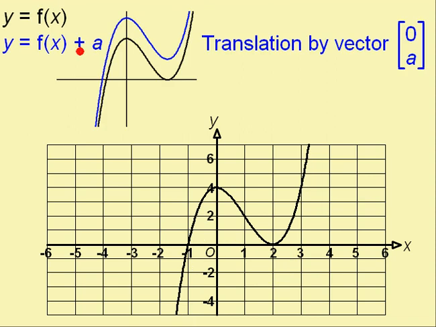So when we add a onto a function, we can say that we have a translation by the vector (0, a). A can be either positive or negative. And remember that when we have a vector like this, the top number tells us how far we move left and right, and the bottom number tells us how far we move up and down.